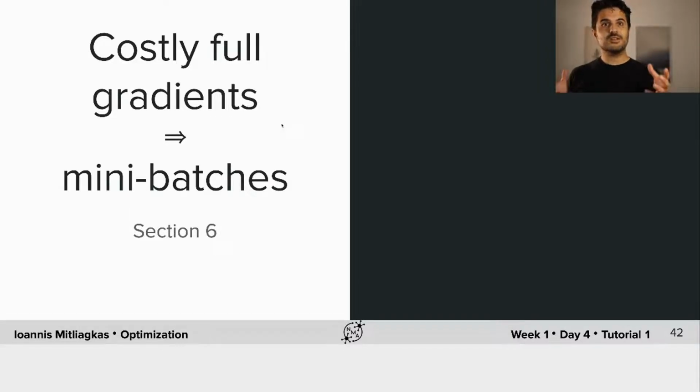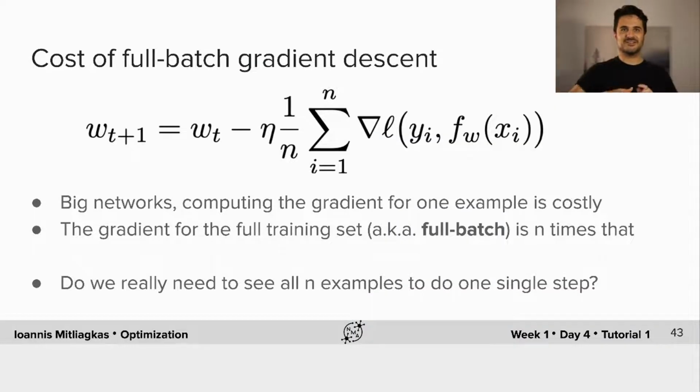We saw that we need to do a full gradient, right? The cost of a full gradient is very high, and we don't like that. So we're going to work on those mini batches. And this is the summary of this section. Let's look at it. All right.